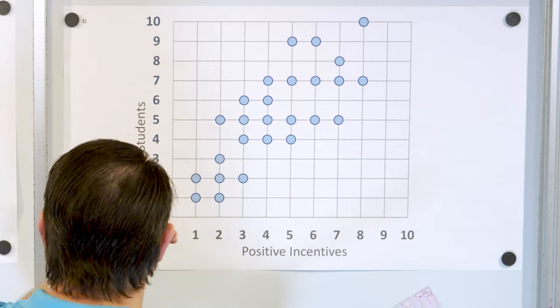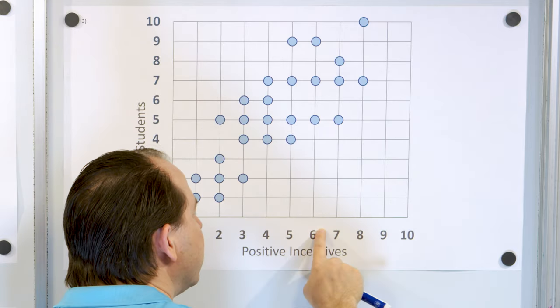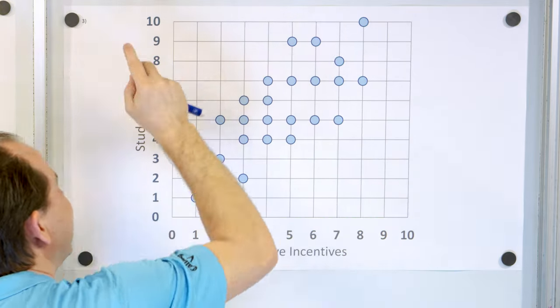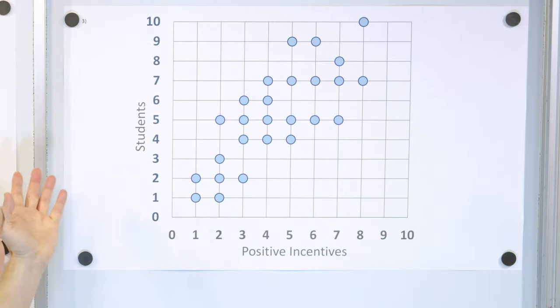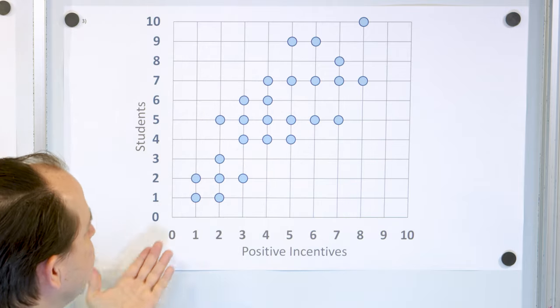It slopes up and to the right. And we can see that in general, as we give more incentives, more and more students actually do show up to tutoring. And when we give fewer incentives, we have fewer students show up at tutoring. So this is a positive correlation of data.